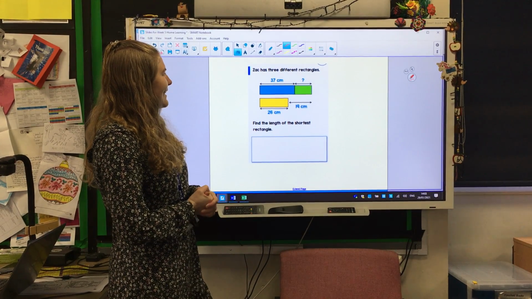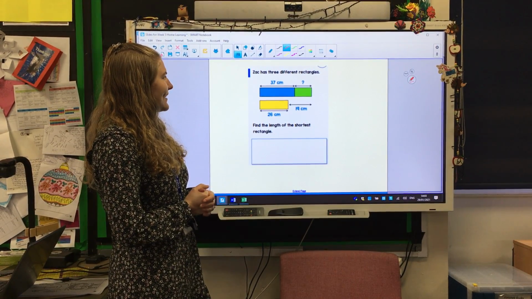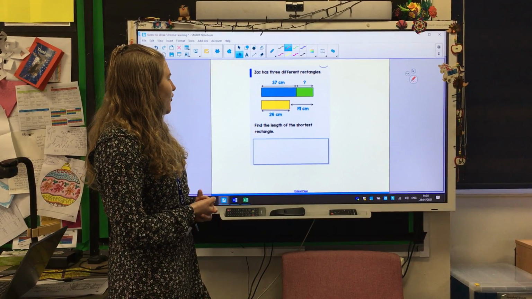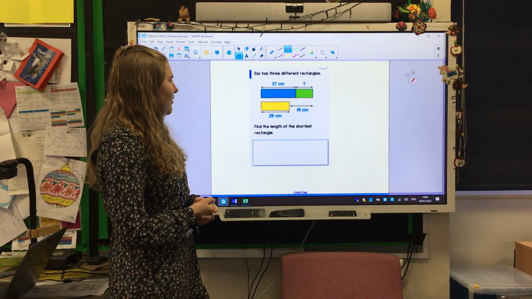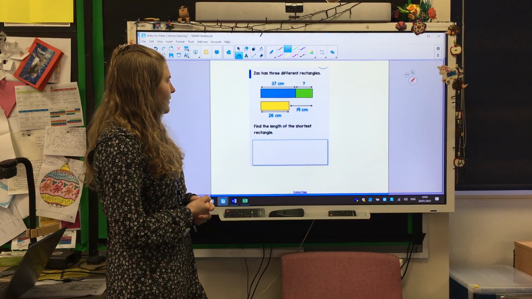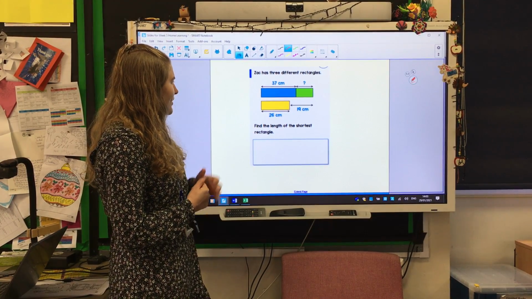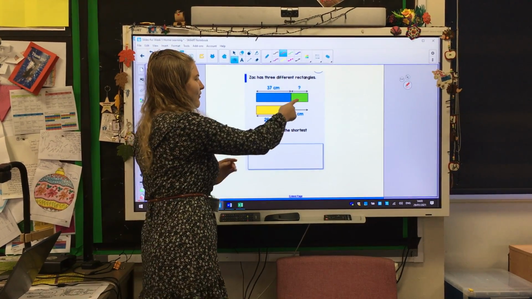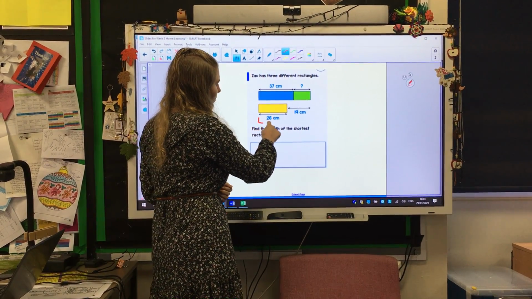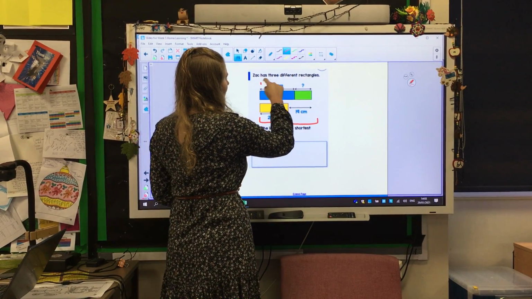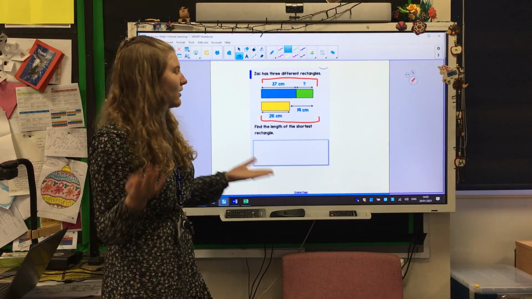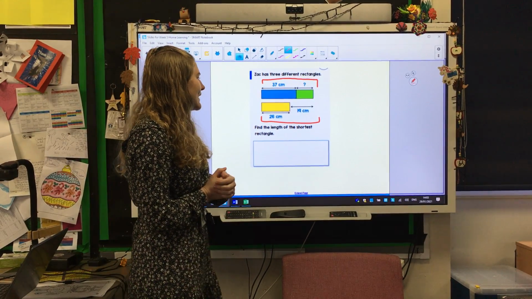Okay, Zach has 3 different rectangles. 1, 2, 3. Find the length of the shortest rectangle. Okay, so what we can do first of all, we know we've got 37 centimetres, then we've got a blank. And all of this and all of this are going to be the same. So we can work out the missing value quite simply. We can do 26 add 19.